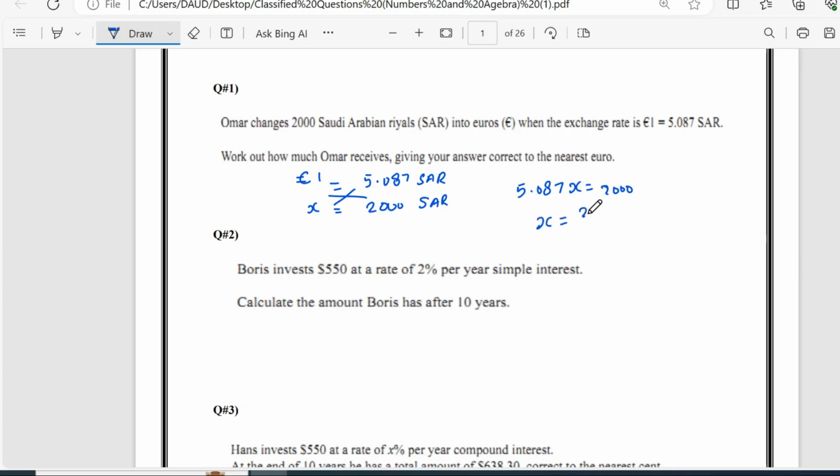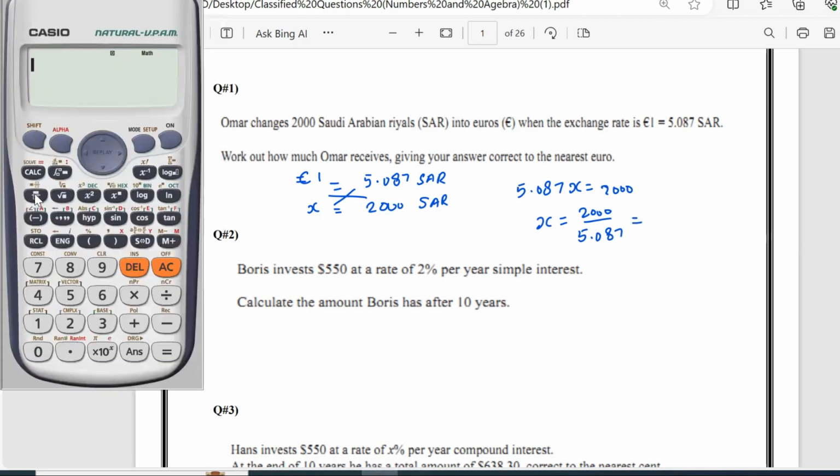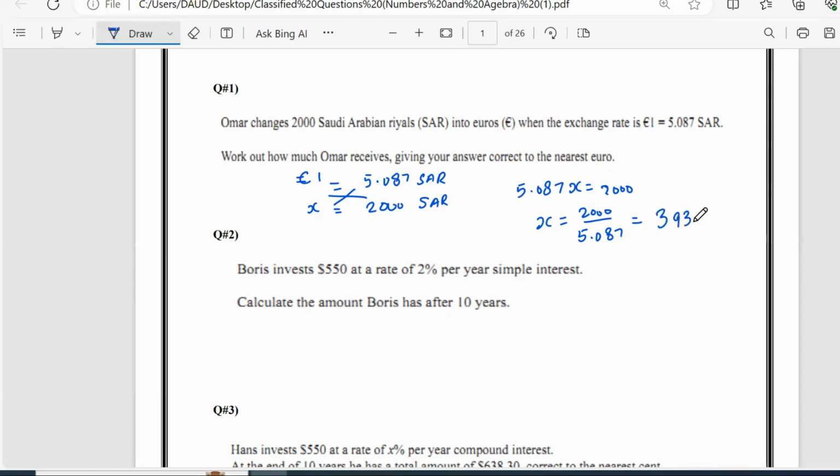Next step we can say that x equals 2000 divided by 5.087. This gives us 393.15. So we are looking for the nearest euro, so I would prefer to write the whole number 393, and this answer is in euro.